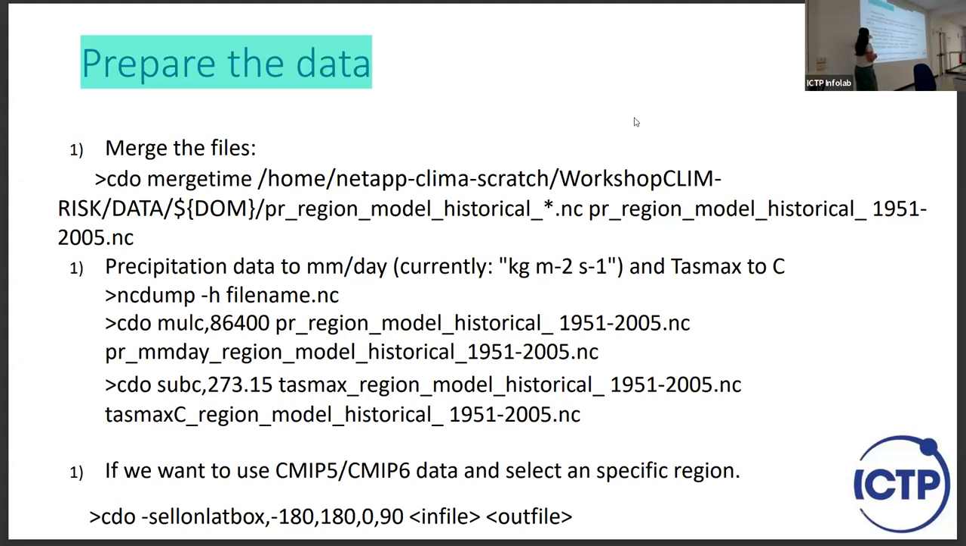So you can use these commands. For example, for converting the precipitation, if you want to work with an index of precipitation, you will do CDO mulc, which multiplies by a constant. I will multiply by this value to have millimeters per day, with the input file and the output file. If you want to convert the temperature, you will use subc with this value, the input and the output. And in case you want to use CMIP5 or CMIP6 data and you want to concentrate on a particular region, you can use the command sellonlatbox and provide the limits of your box with an input file and an output file.